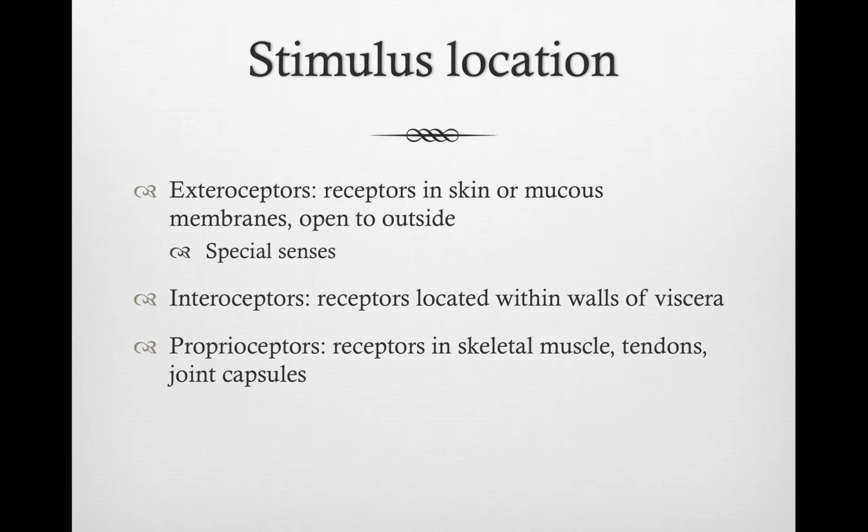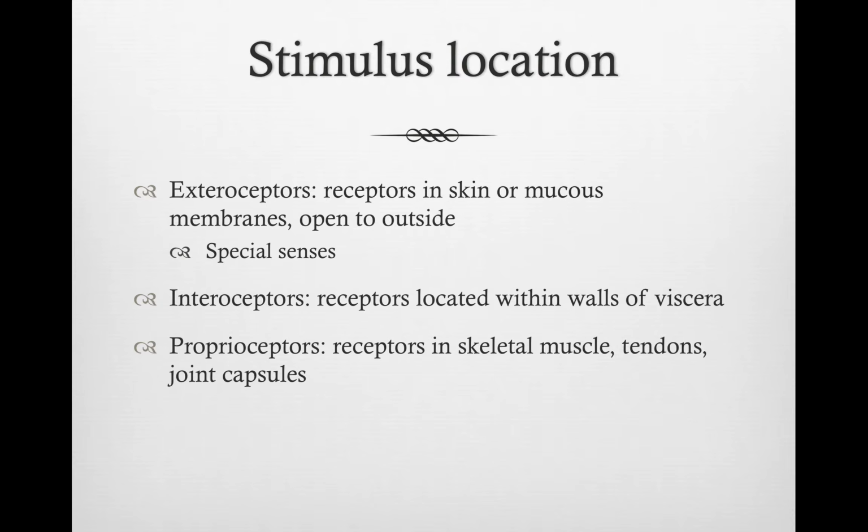Exteroreceptors are receptors that are found in the skin and mucous membranes and are open to the outside. These include our special senses. Interoreceptors are receptors located within the walls of our viscera and are monitoring the internal environment within our body.